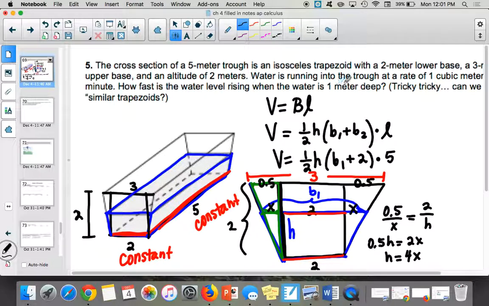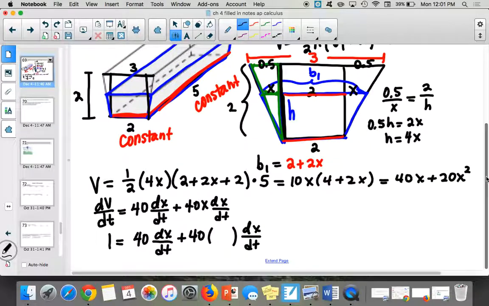Why is it 40? The derivative. The derivative of... Why is it 40x plus 20x squared? So like I multiplied the 10x in. So I did this times this. I think I'm good. All right, so that's what I had in the first period class too.